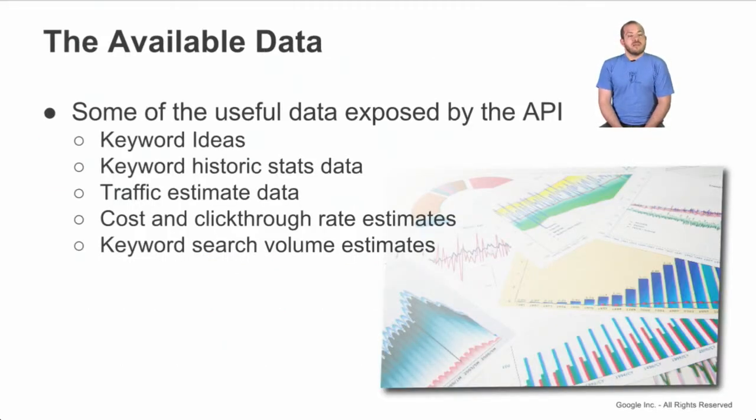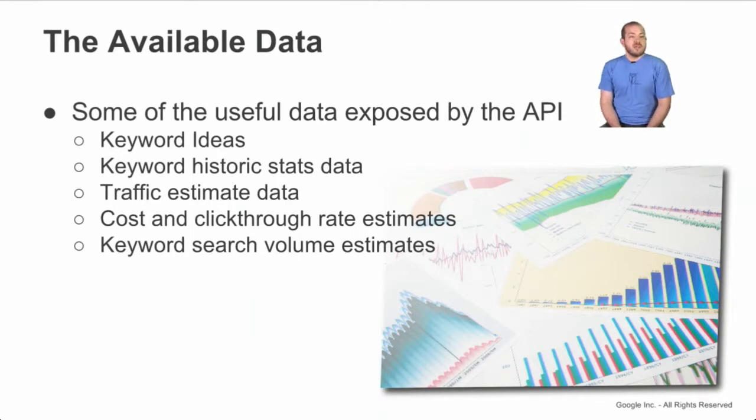So the available data from the AdWords API allows you to make all these calculations and do some optimization. Some of the key components that we're going to be talking about in the upcoming slides are, first, keyword ideas, and secondly, keyword historic stats data, so the average traffic that you can expect per keyword.